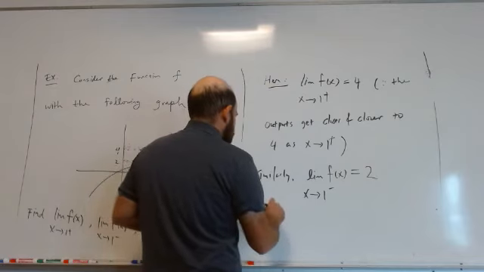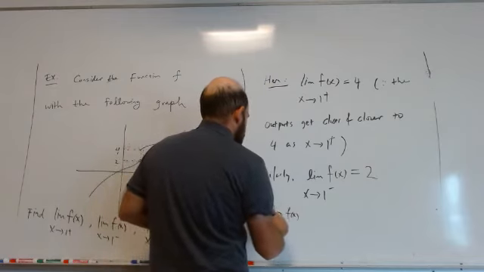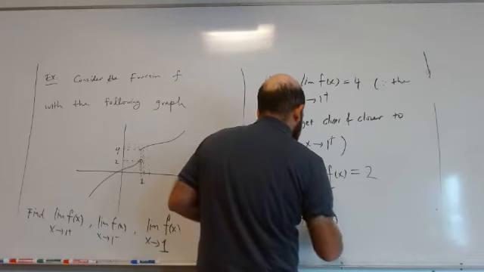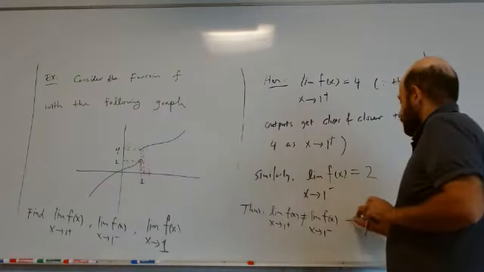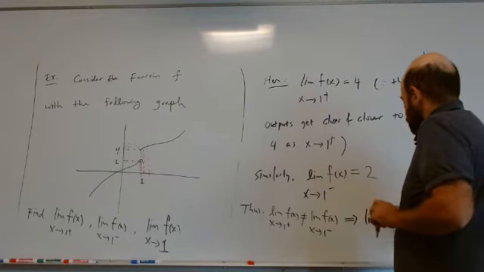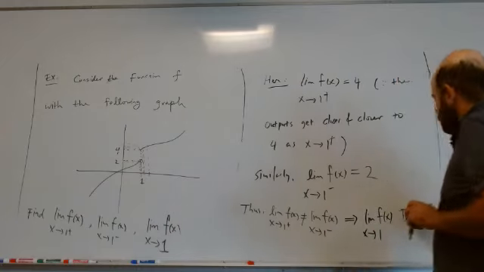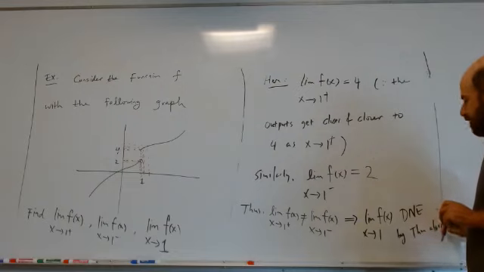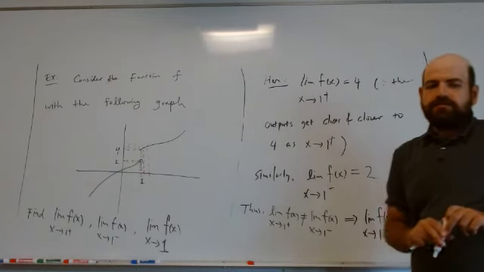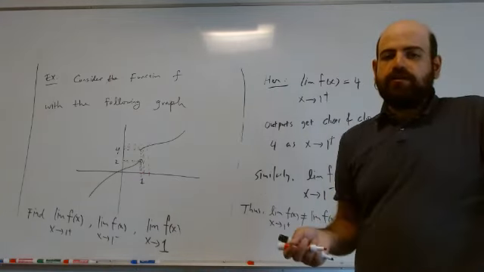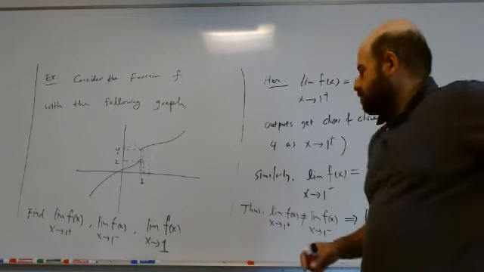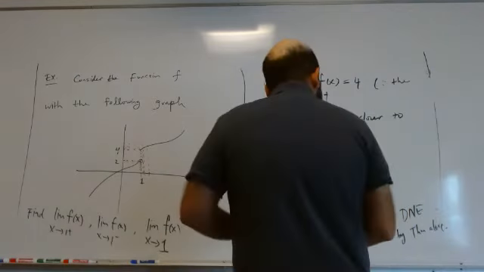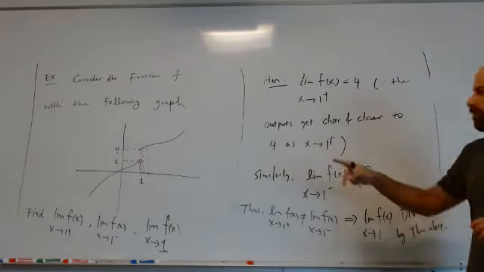So we can conclude that the right limit and left limit are not the same. And therefore, this means that the whole limit does not exist by the theorem above. The theorem above said that if a one-sided limit does not exist, or if they both exist but they are not equal to the same number, in either case, we can say that the whole limit does not exist. This was an example with the graph.